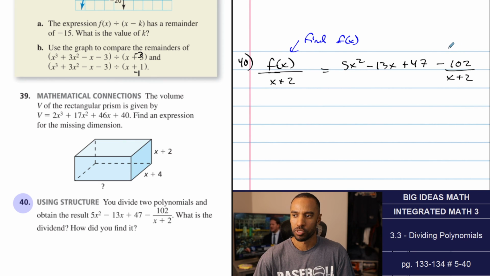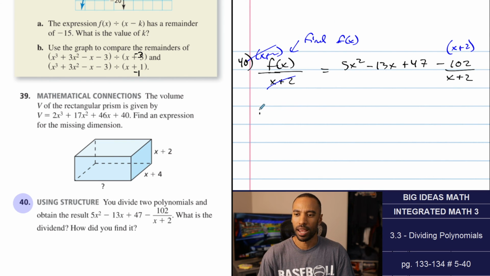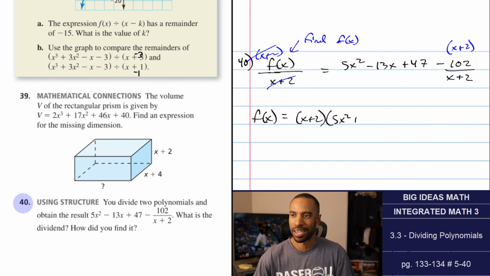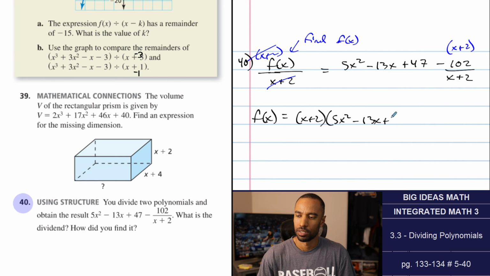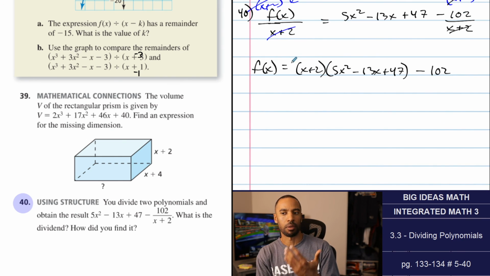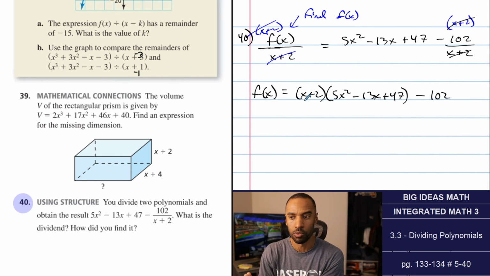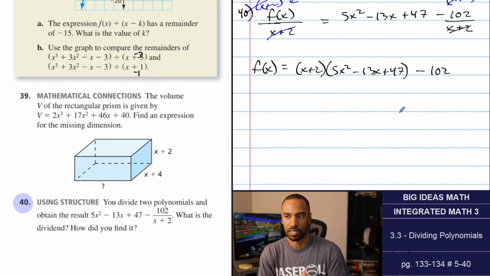So what do you do? You multiply both sides by x plus 2. X plus 2 here and x plus 2 there, right? Boom, boom, they cancel out. But what happens over here is, and we saw this, it needs to multiply by x plus 2. So x plus 2 times 5x squared minus 13x plus 47. And then x plus 2 divided by x plus 2 cancels out here, so then you have minus 102. This is the very reason why when I plug negative 2 into here, that's the root, this wipes out, you get negative 102, and that's how that works.